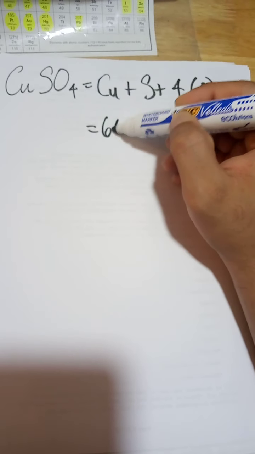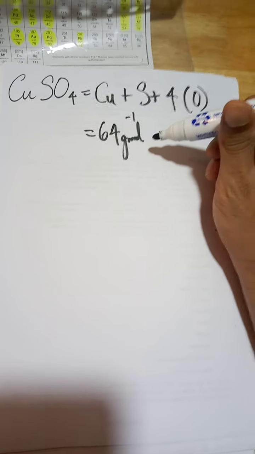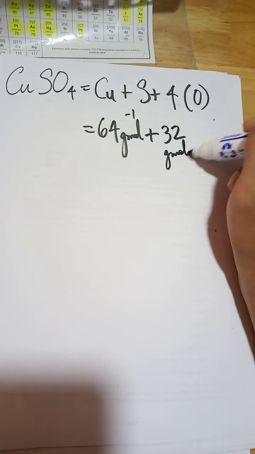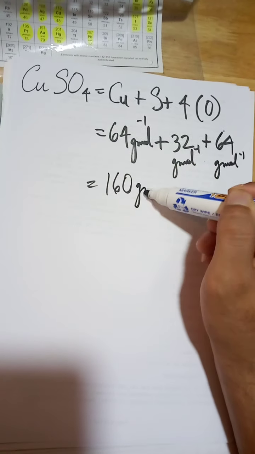I'll do copper sulfate next. 1 atom of copper, 1 atom of sulfur, 4 atoms of oxygen. Then we do 64. It's 63.5 because of isotopic averaging in mass spectroscopy, but let's just call it 64 for now. And then 32 grams per mole plus 4 times 16, 64 grams per mole. And then that's 96, 100, 160, so that's 160 grams per mole.